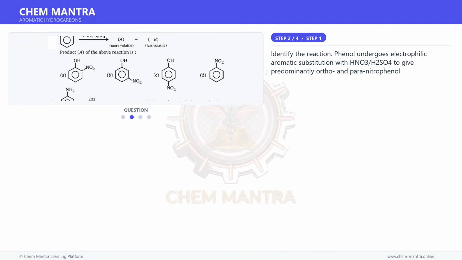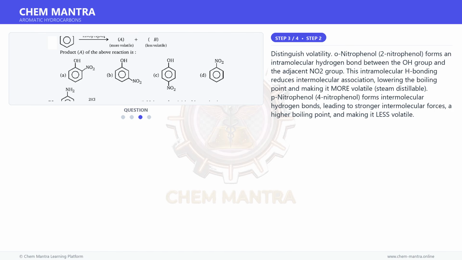Moving on to the next step. Identify the reaction. Phenol undergoes electrophilic aromatic substitution with HNO3/H2SO4 to give predominantly ortho- and para-nitrophenol. Moving on to the next step.